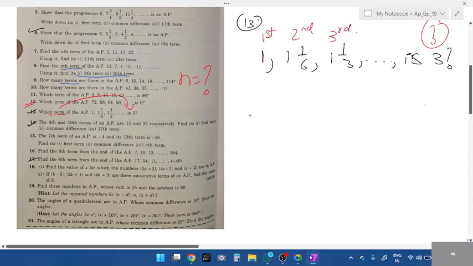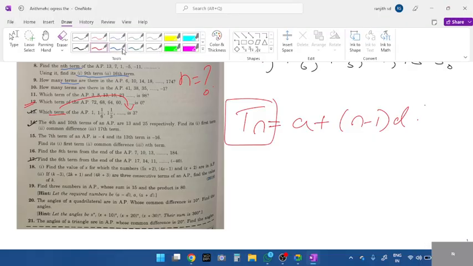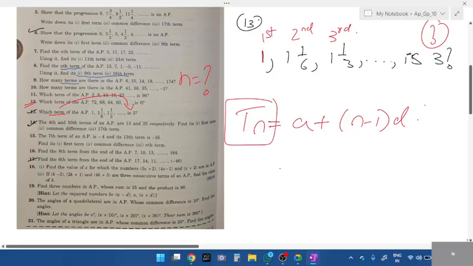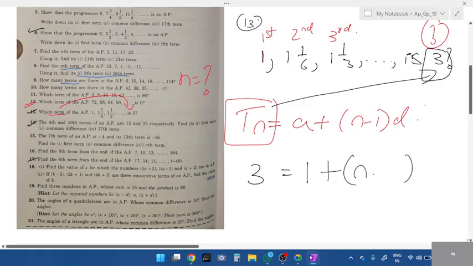Now tell me what is the formula we use? T of n is equal to a plus... What is the value in this question? What is T of n? T of n is the last value they've given, right? 3. A value is 1. n value is what we need to find, right?